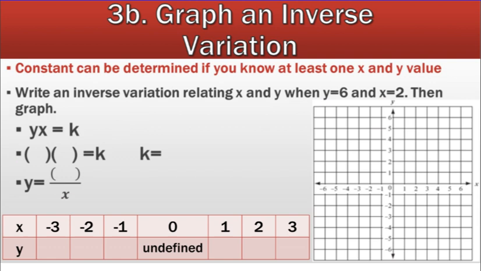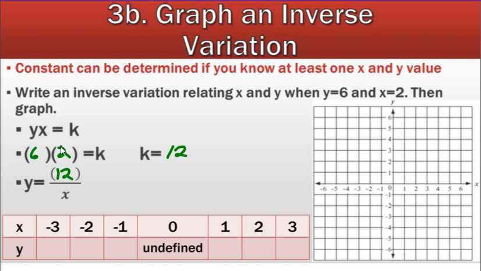So let's look at one ourselves here. You need to find the constant here. So write an inverse variation relating x and y when y is 6 and x is 2. And then graph it. 6 times 2 is 12. So the constant is 12. I'm going to put 12 in for my equation.